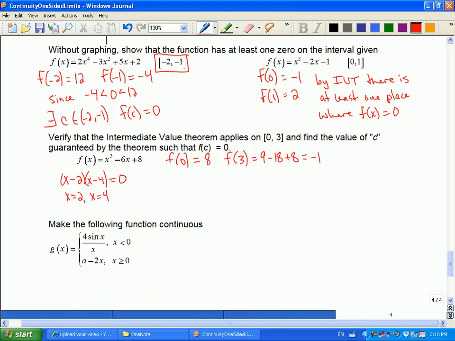Which one is the one guaranteed by the intermediate value theorem? Yeah, this is the one that the theorem guaranteed us would exist. One place somewhere in there that it does equal 0. So x equals 2 is the one.